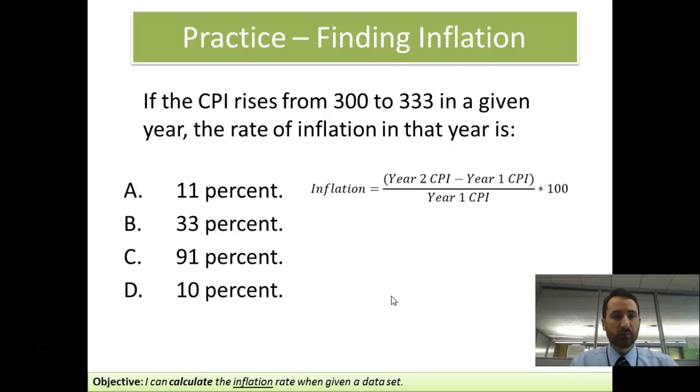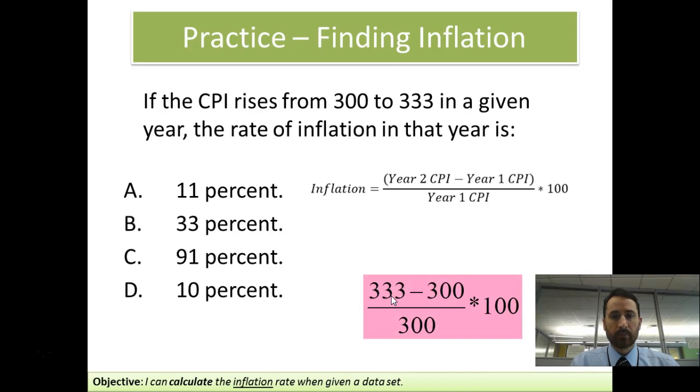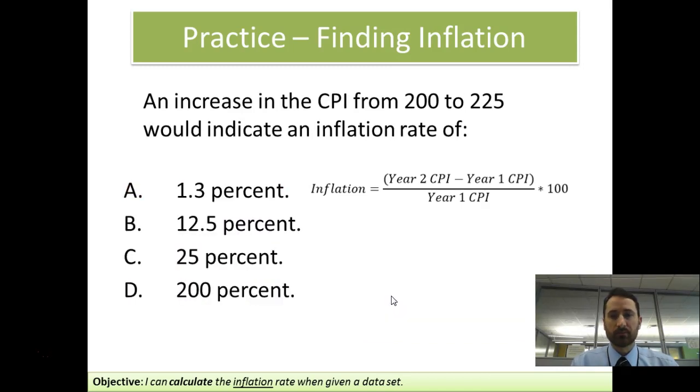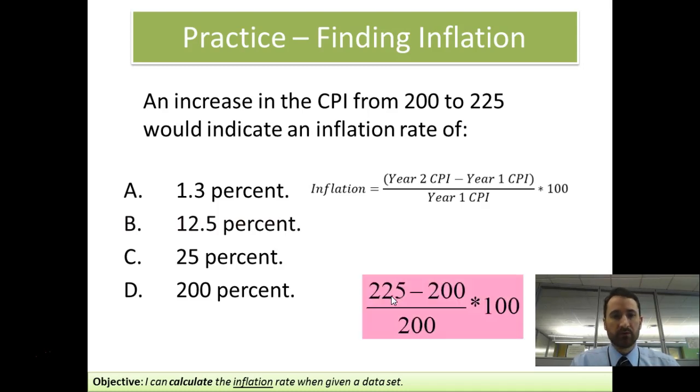One more practice problem. Do the calculation. Check your answer. Here's our formula. And you should have gotten 11%. And one more problem. Pause the video, do the calculation. And how'd you do? Did you get, let's see, 1.3%? No, 12.5%. Letter B. All right.